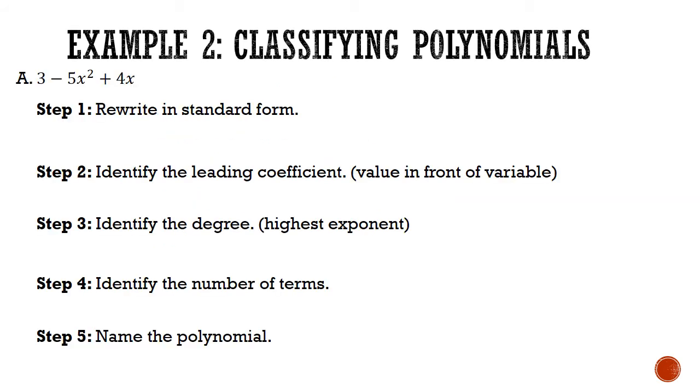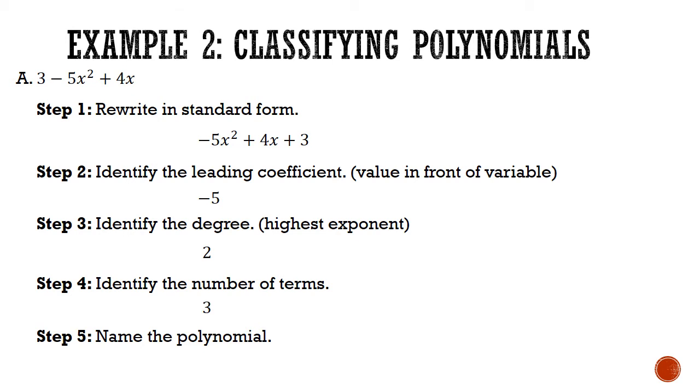So 3 minus 5x squared plus 4x, rewrite it in standard form. The largest terms first, so negative 5x squared plus 4x plus 3. Identify the leading coefficient, so the value in front of the variable, the one all the way out in the front. So the value in front of the x squared is negative 5. Identify the degree. What's the highest exponent in this polynomial? It's a 2, so its degree is 2. Identify the number of terms. How many terms are separated between plus and minus signs? You have the negative 5x squared, the 4x, and the 3, so there's 3 terms.